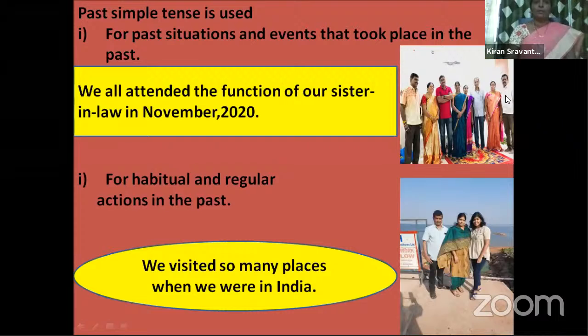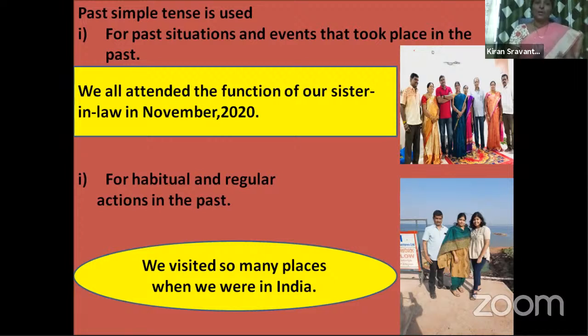So let's learn. Past simple tense is used for past situations and events that took place in the past. For example, we all attended the function of our sister-in-law in November 2020. So we are talking about the completed action, and when did that action complete? In the past. Because November 2020 was already over. So when we talk about an action that got completed in the past, we use past simple tense.